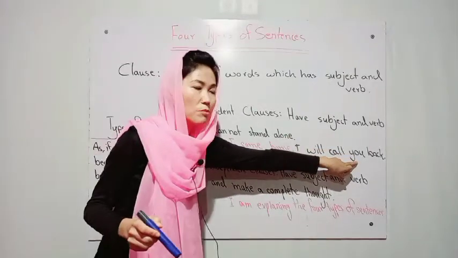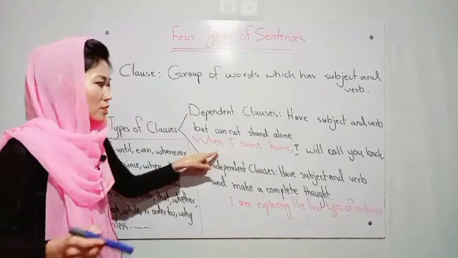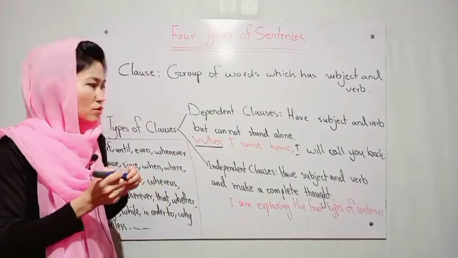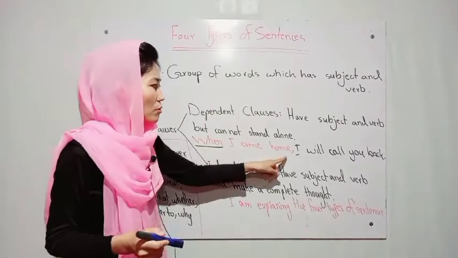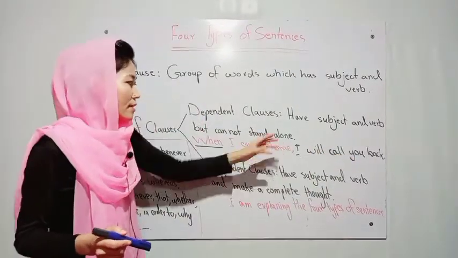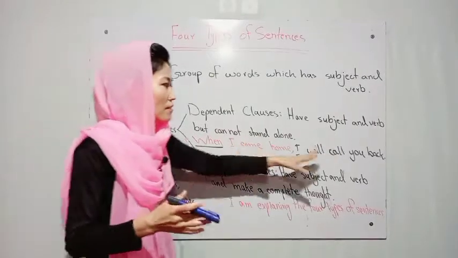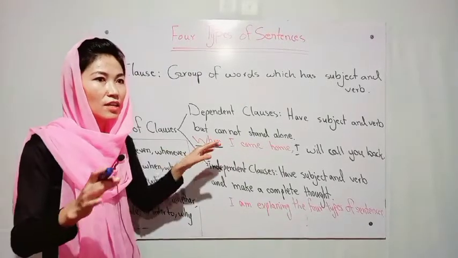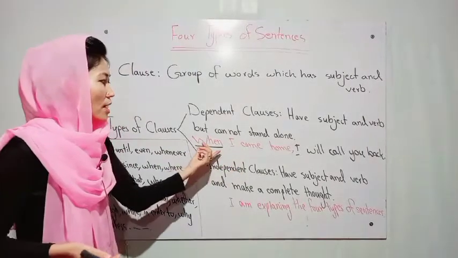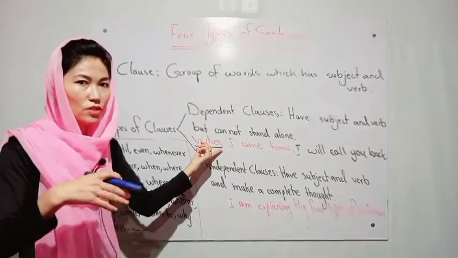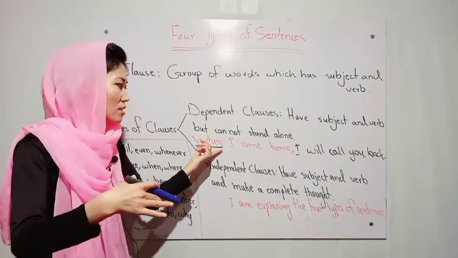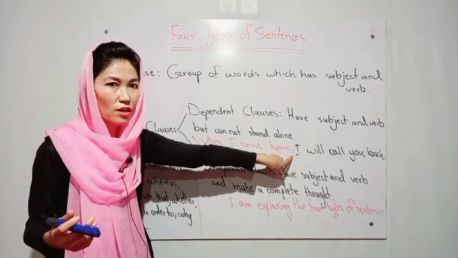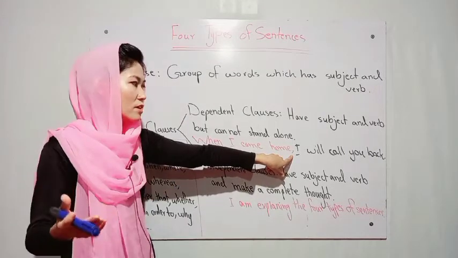So this is the independent clause and this is the dependent clause. It starts with when. This is the conjunction or subordinator we use. So, when I come home, I will call you. This part depends on this part. It cannot stand alone. It cannot make sense. So if we use the conjunction or subordinator at the beginning, we need to add a comma after the subordinate clause, or the dependent clause.